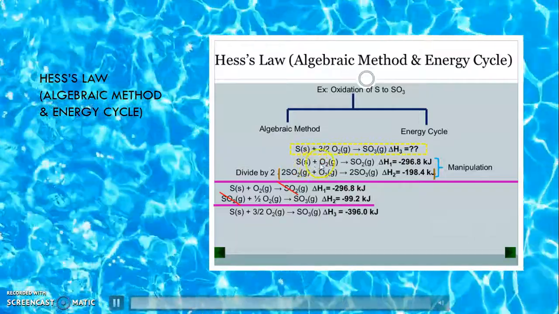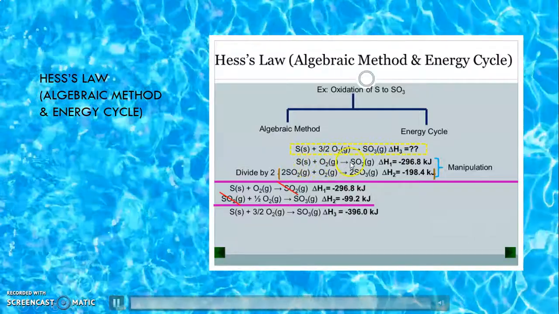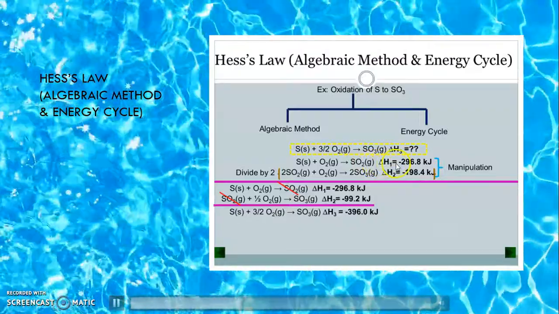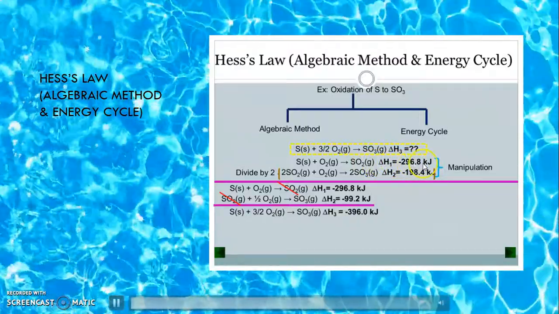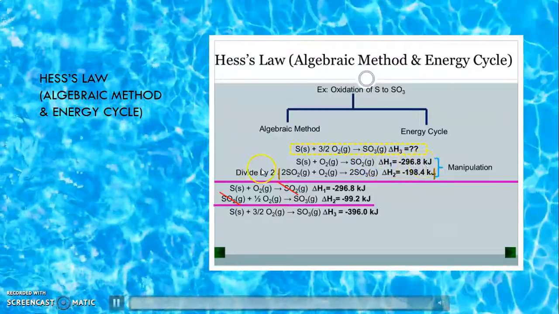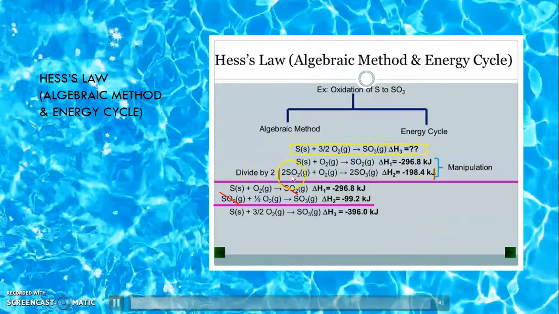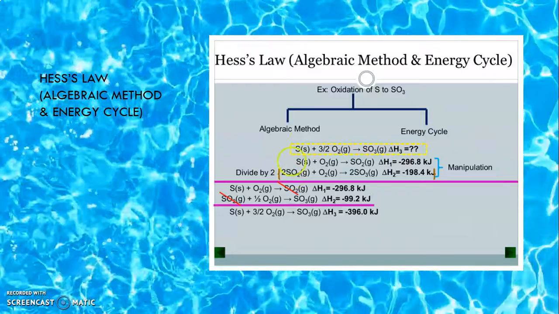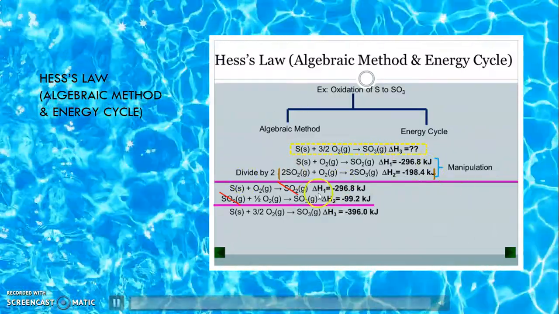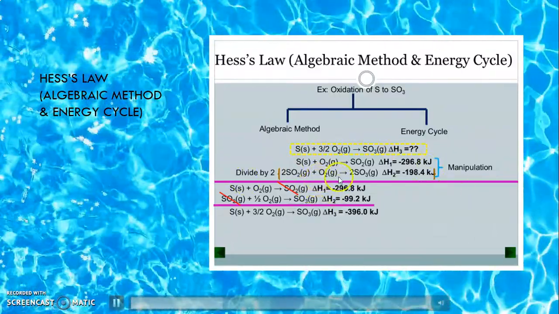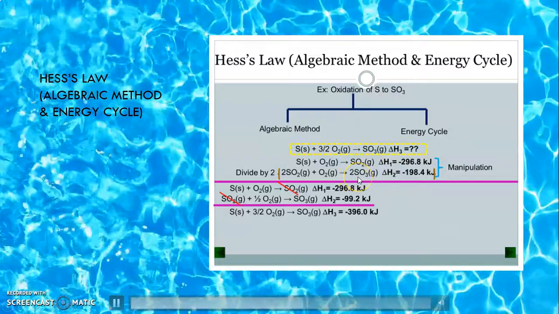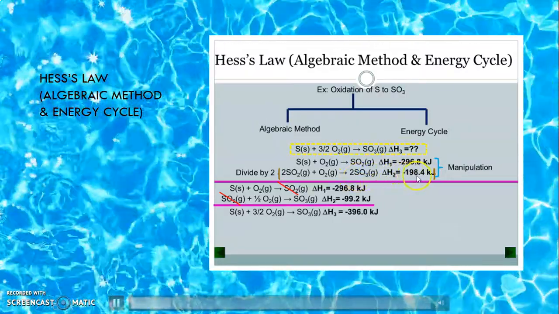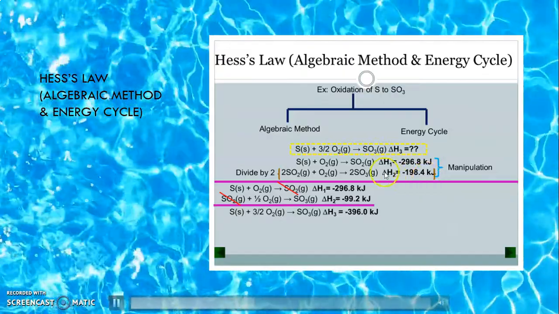Now, the available data that is given to us is the reaction between sulfur and oxygen forming sulfur dioxide, delta H equals negative 296.8 kilojoules, and another data is when 2 moles of sulfur dioxide react with 1 mole of oxygen, forming 2 moles of sulfur trioxide, delta H equals negative 198.4 kilojoules.